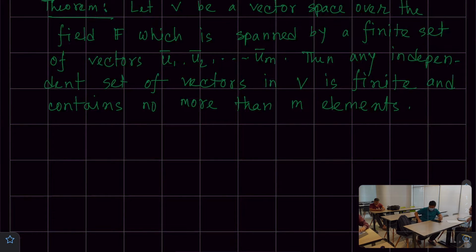This is a very important theorem. There are two corollaries. What this theorem is telling us is, if V is a vector space over the field F which is spanned by a finite set of vectors, then any independent set of vectors in V is finite and contains no more than m elements. This independent set of vectors in V cannot contain more than m elements. This is what the theorem says, and I proved it in the last class.